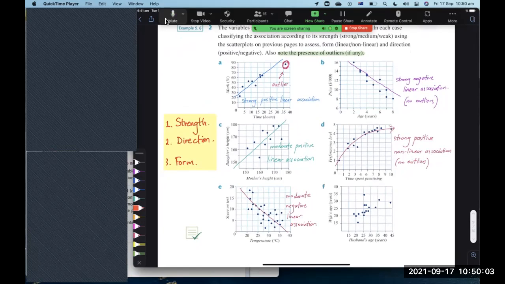Last one there. Let's say this is a moderate, positive, linear association. And we can identify 2 outliers there. Just doesn't look like it fits, it's a bit too far out, okay?